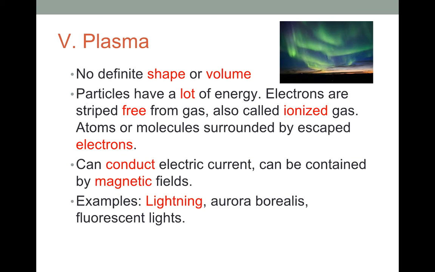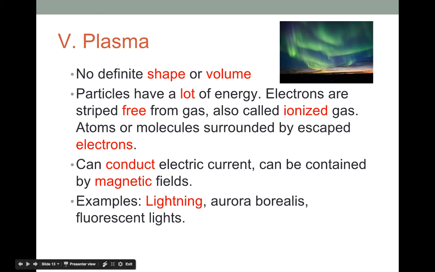For example, lightning is an example of plasma. Fluorescent light bulbs, like the ones in class, have plasma running through the light. And then the aurora borealis, which is my favorite, also called the northern lights. You might have seen this in the Polar Express or Brother Bear, or maybe you've been lucky enough to actually see them in real life up in Alaska. They just look beautiful and are a pretty example of plasma.